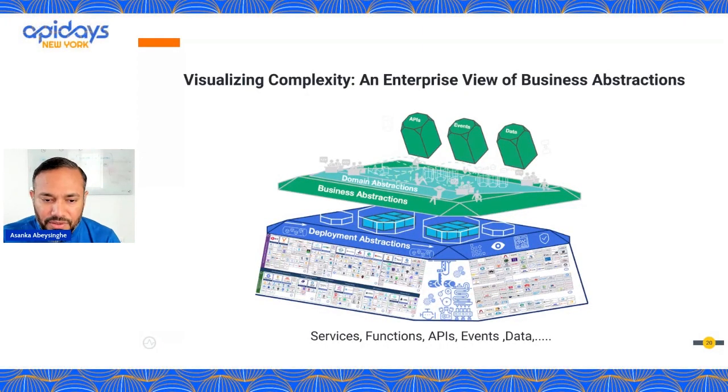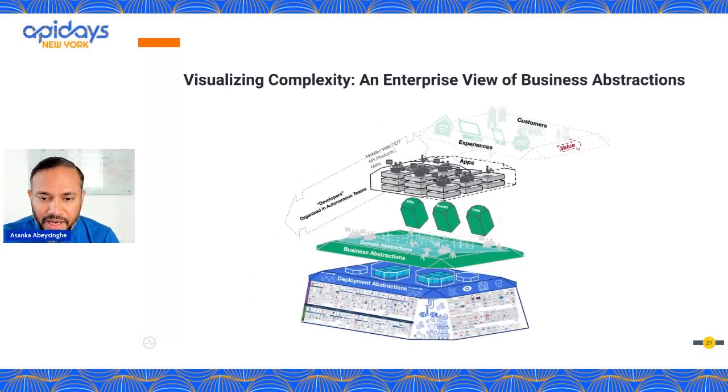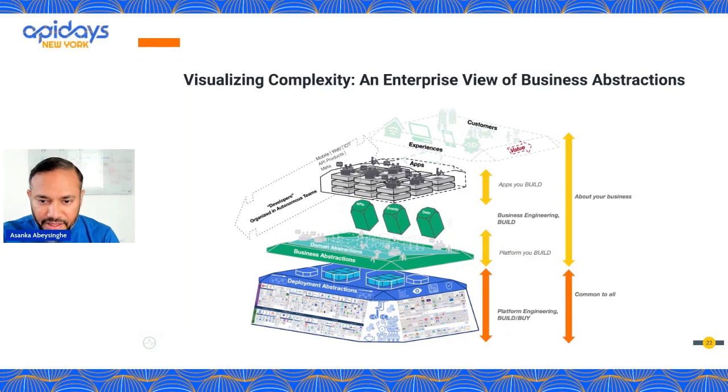So once you get these three abstractions, deployment, business, and domain abstractions, you can start building applications on top of that. Once you build applications, those become the channels that end users can access the digital experiences through, and they will get a great experience out of these applications that you built. So the highlight here is that the platform engineering side, or the deployment abstractions, are common for every organization. Since it is common, you will not get any additional benefit as an organization other than efficiency.